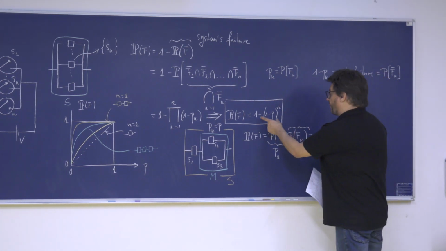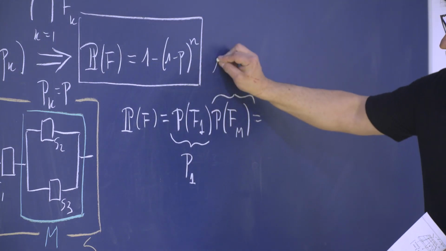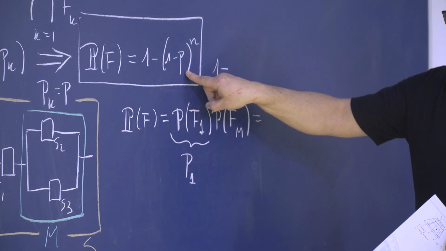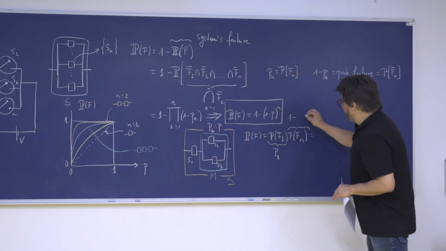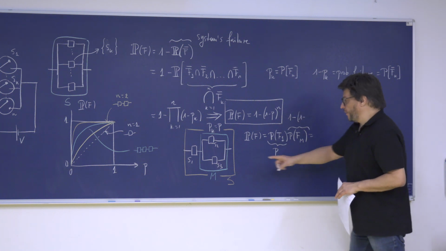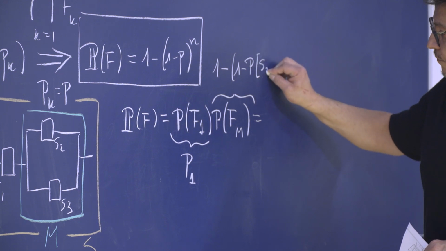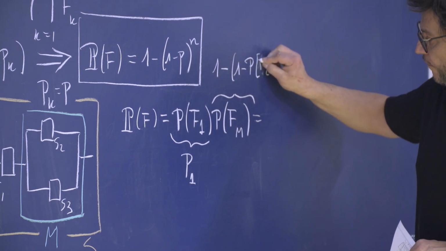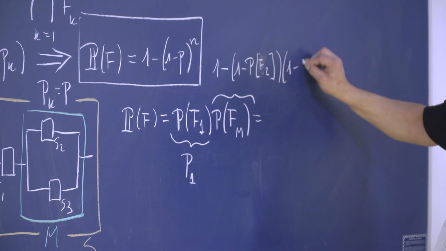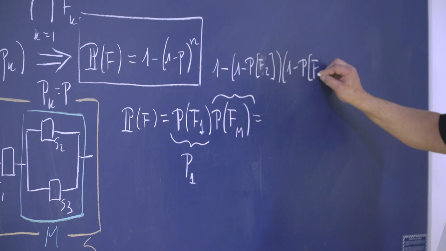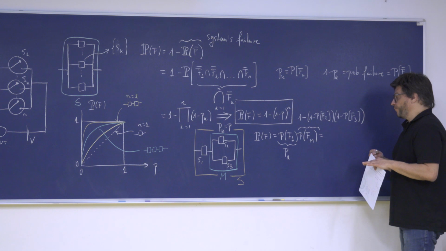But if you look at the general expression that we just derived, this is just 1 minus, right? And I have 2 elements. If you want, we can use the general form. It would be 1 minus the probability that S2 functions, oops, sorry, F2, and the probability that S3 functions, okay? That's from the general expression, all right?